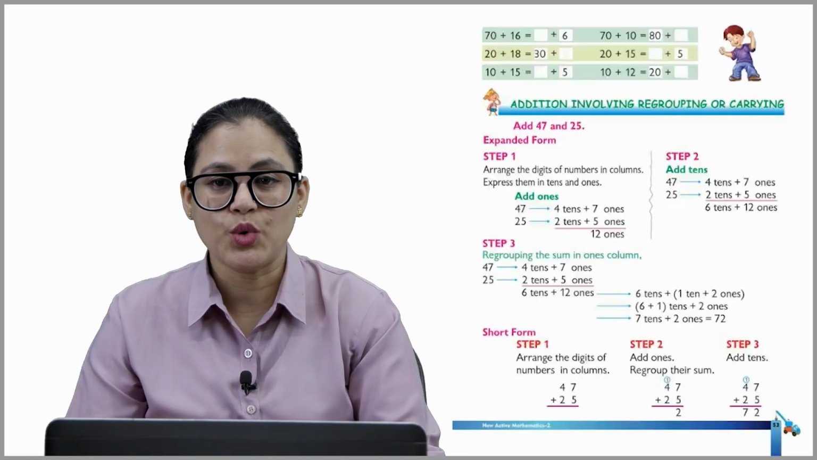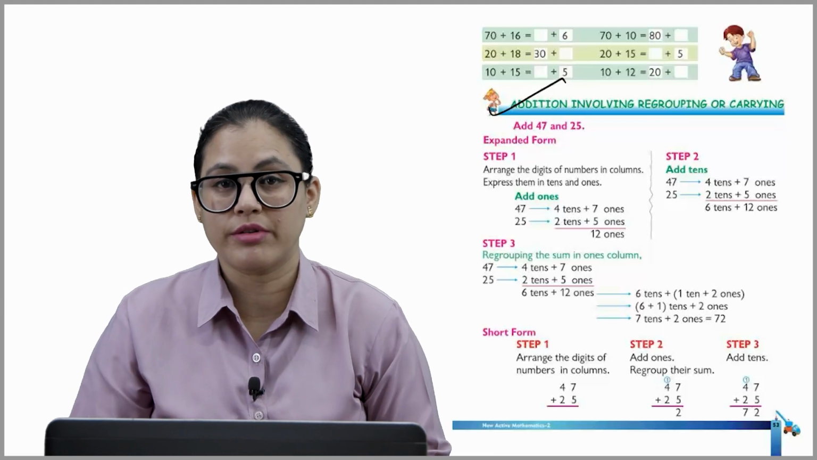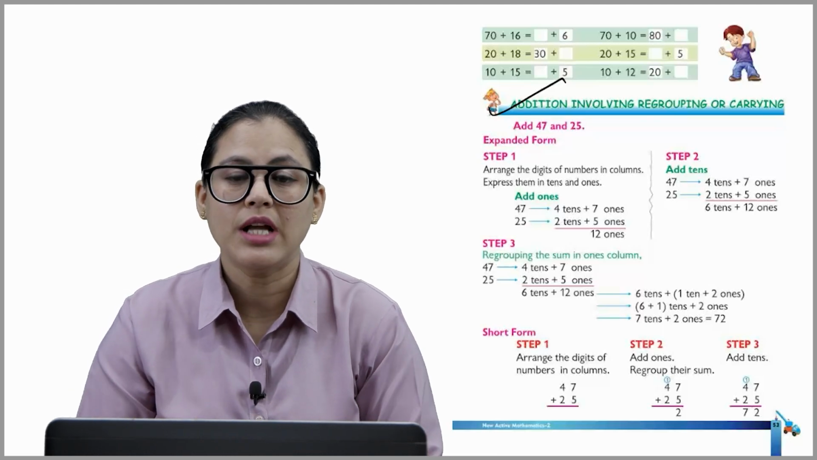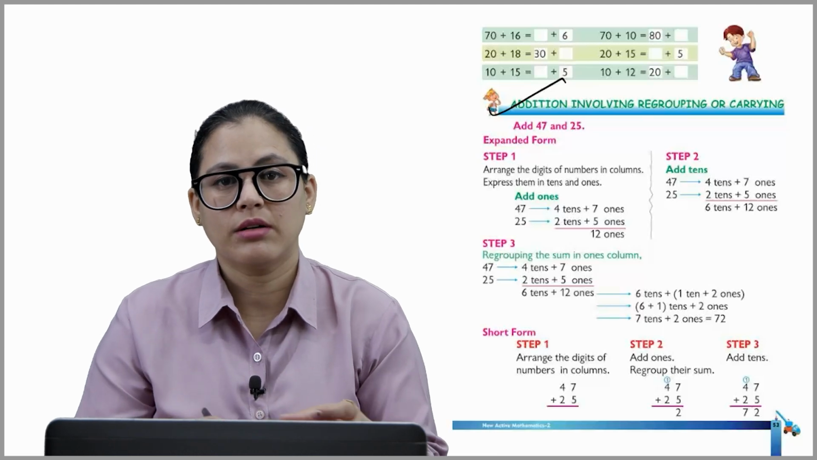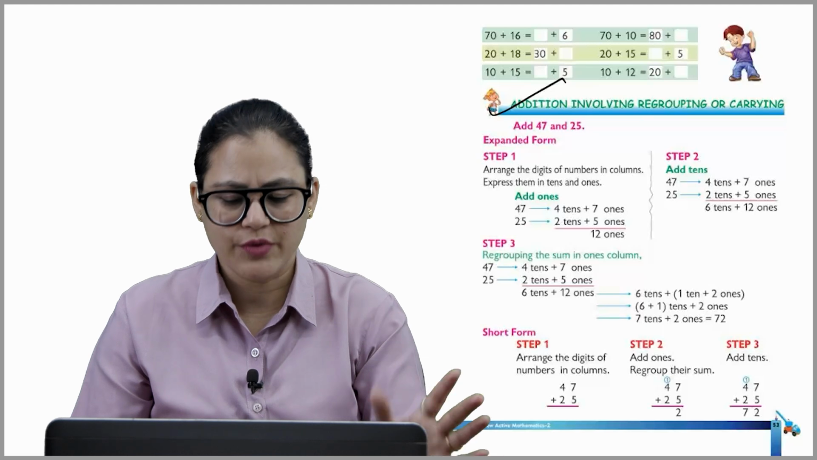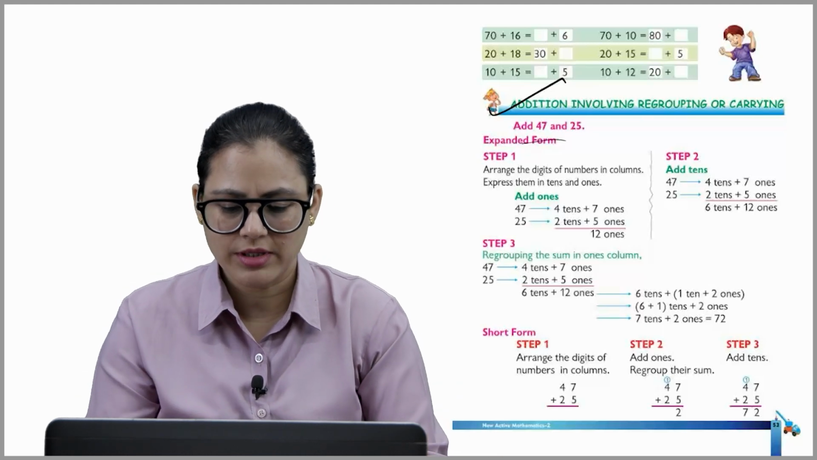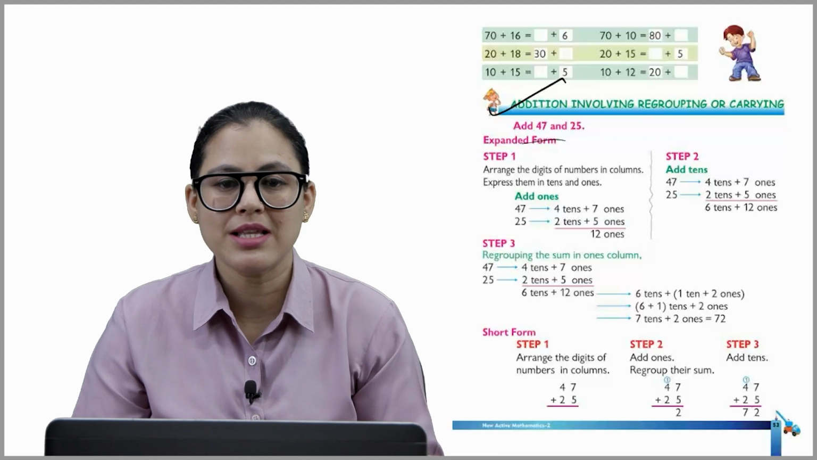Addition involving regrouping or carrying. Till now we have learned how to add numbers without regrouping or without carrying. Now we learn how to add numbers with regrouping or carrying. Add 47 and 25. First, the expanded form. So what is step 1? Arrange the digits of numbers in columns, express them in tens and ones.